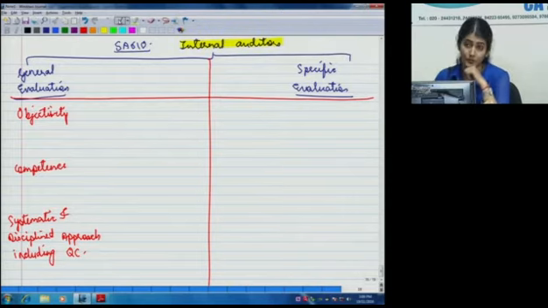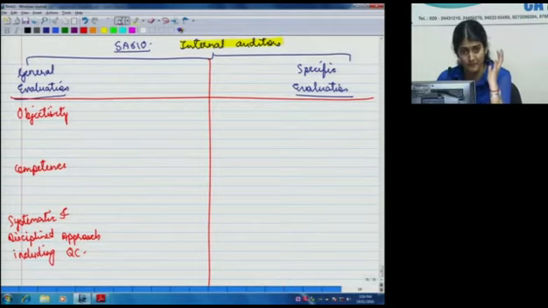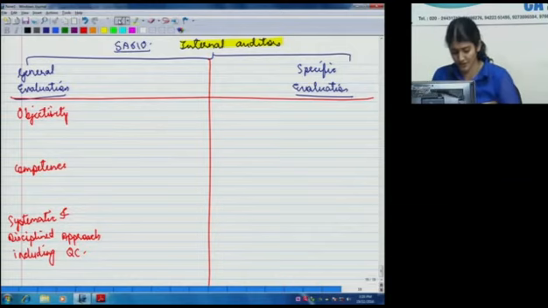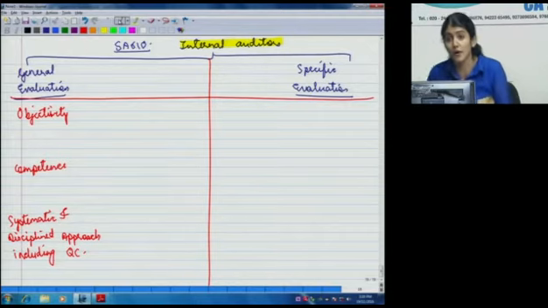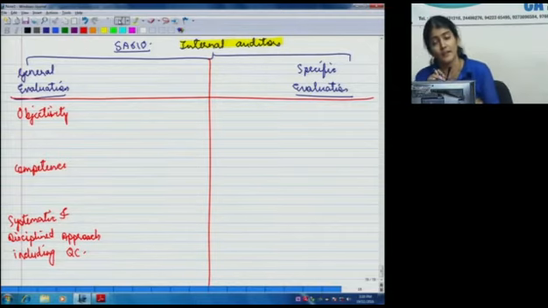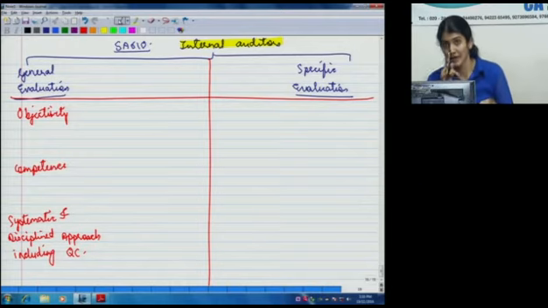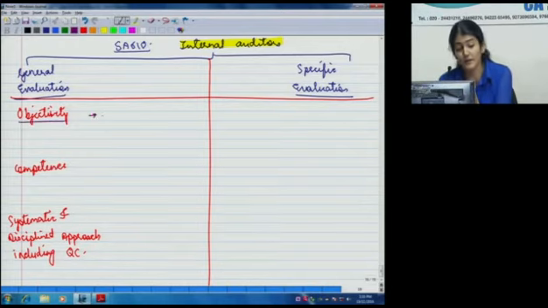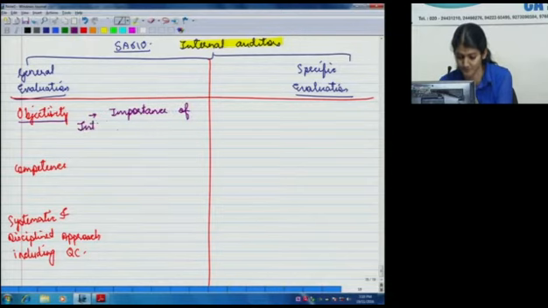General evaluation, roughly, from the top, a bird's eye view. I want to do the general evaluation of the internal audit function. So the first thing that I check for is the objectivity of the internal audit function. In one word, a similar word for objectivity would be the importance of the internal audit function in the organization.